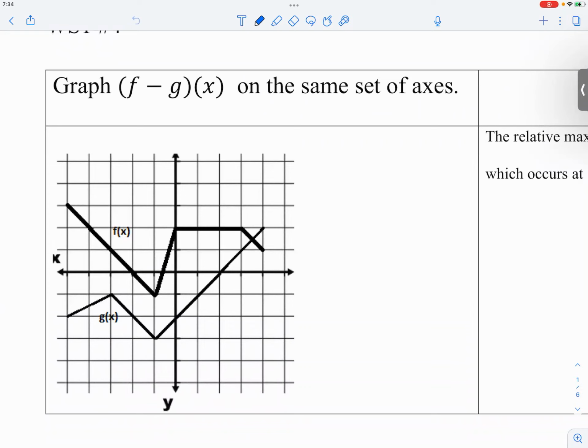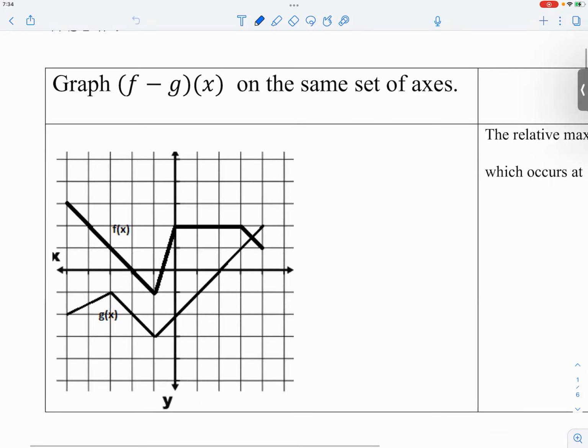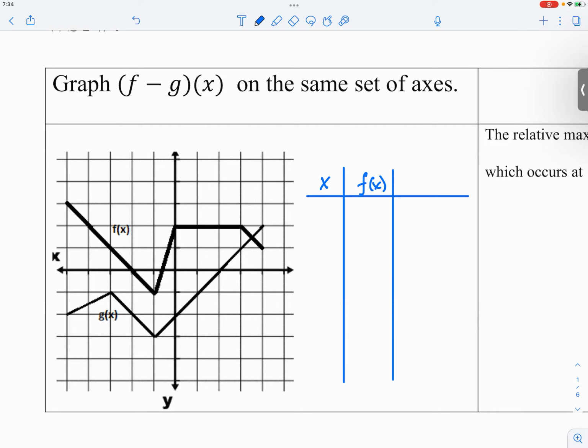So what we do, we could set up a little table actually, and the way we do that, it's by looking at some x values. So we have some x values, and then we have the f of x, and then we have g of x. And then on the third column, we are going to have f minus g of x right here. Okay. All right. So now, what kind of x values are we going to put in here?